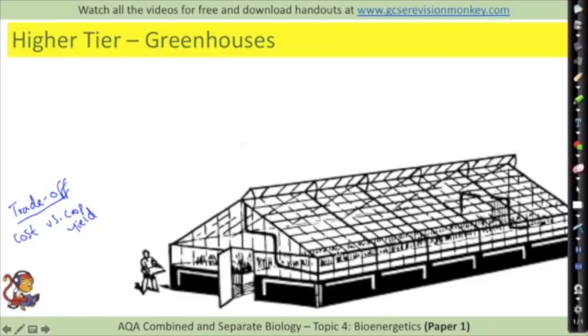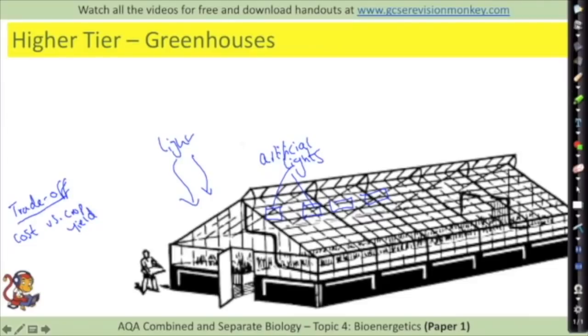So obviously the outside is glass to try and let lots of light in, but you also might want to put artificial lights inside the greenhouse to increase the rate of photosynthesis. Obviously they're going to come at a cost as well.